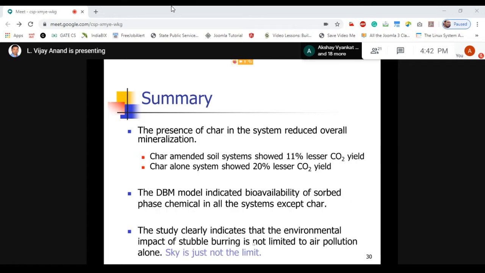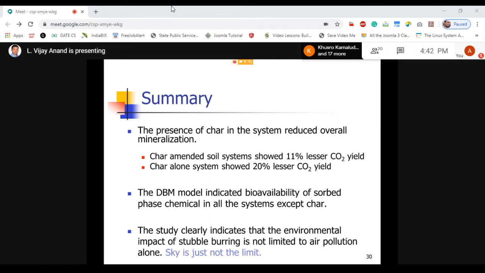And looking at the biodegradation studies, we can see that when compared to the soil systems, the char-amended soil showed about 11% lesser CO2 yield, lesser degradation, and the char alone system had 20% lesser carbon dioxide production. This indicates that the chemicals are adsorbed to the sorbents, char or char plus soil, and can release over time, and degradation is limited because of that. And the DBM model indicated sorbed phase degradation happening in soil and soil plus char systems, but not in the char alone system.